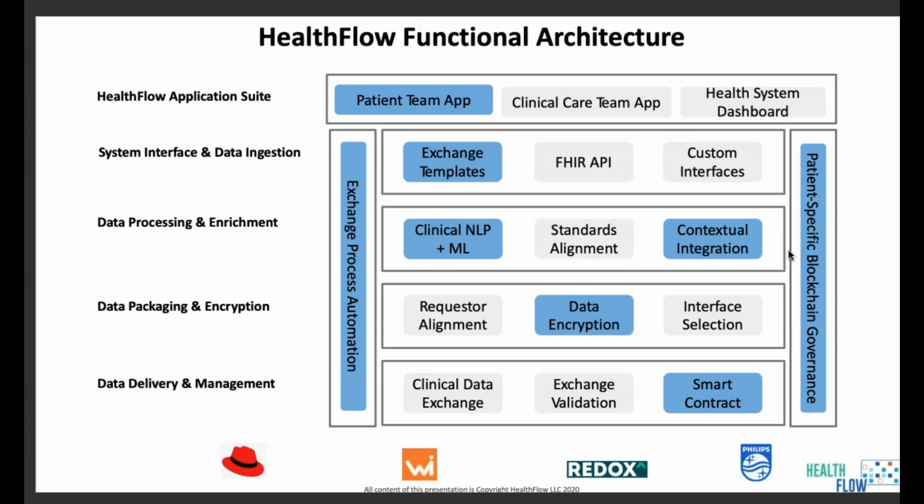We're doing this with a functional architecture, and we've engaged with several different partners to accelerate implementation as well as provide best-in-class capabilities. We're teamed with Red Hat for business process automation as well as rules automation, and with Wired Informatics for their clinical NLP and machine learning engine, which gives us the capability to identify clinical context in large unstructured clinical data corpuses, structure them, and make them available, aligned to FHIR standards as well as others.